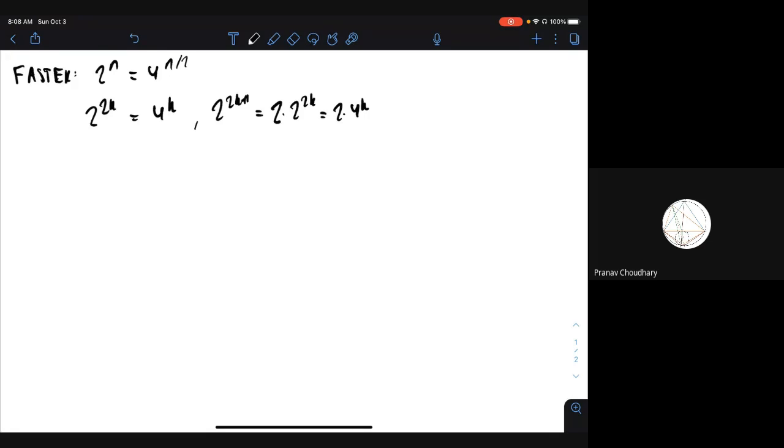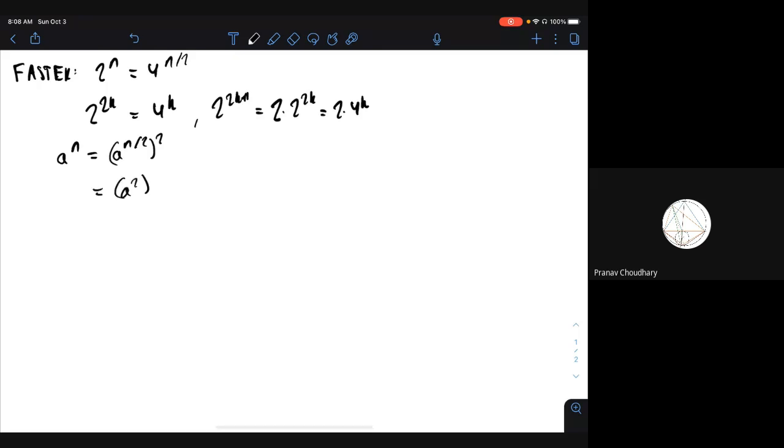That's close, but it's not 2 to the n minus 1. Instead, think of what you're doing to the exponent each time you apply this operation. Or dividing by half. Yeah, so you're dividing the exponent by 2. So roughly what you're doing is this: a to the n equals a to the n by 2, to the power of 2, which is equal to a squared to the power of n by 2, right?